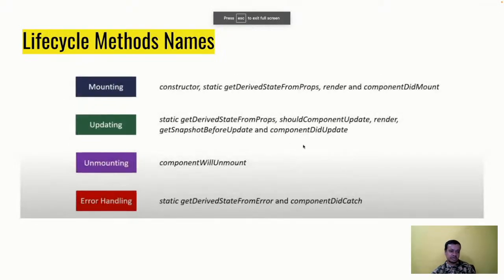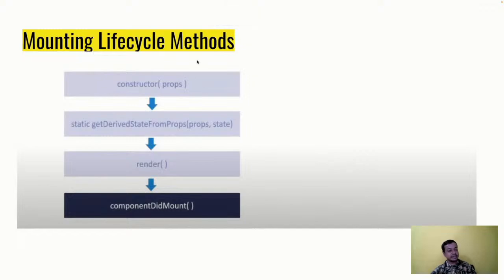Now there are some functions here, and there is an order in the mounting phase. Most of the functions in the mounting phase we have seen: the constructor we know, and render we know, but there is something else also, getDerivedStateFromProps.